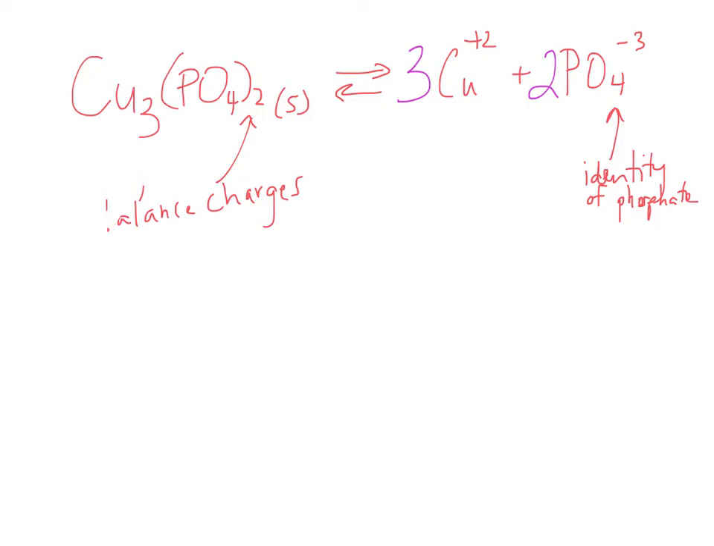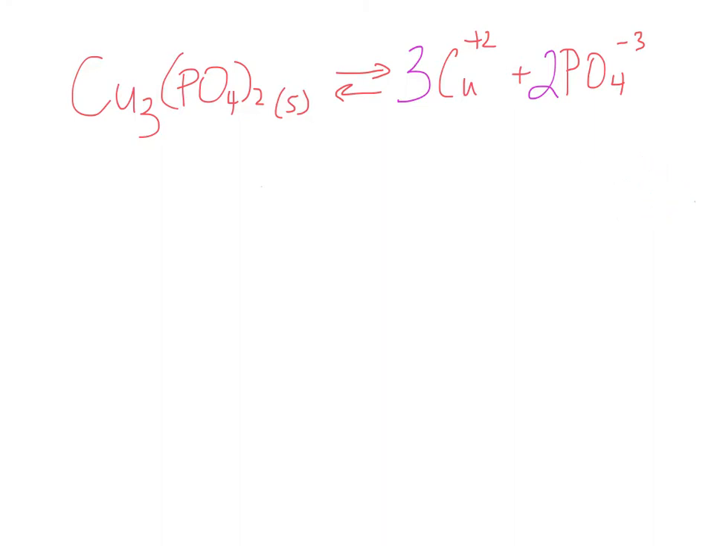I'm going to go ahead and erase all that so that it gets out of the way. On the left-hand side, I have 3 coppers, and on the right-hand side, I have 3 coppers. On the left-hand side, I have 2 phosphoruses and 8 oxygens. On the right-hand side, I have 2 phosphoruses and 8 oxygens. And over here on the left, I've got a neutral Cu3(PO4)2. And on the right, I have 3 Cu2+, which is a total of +6, and 2 PO4 3-, which is a total of -6, which makes the right neutral as well.